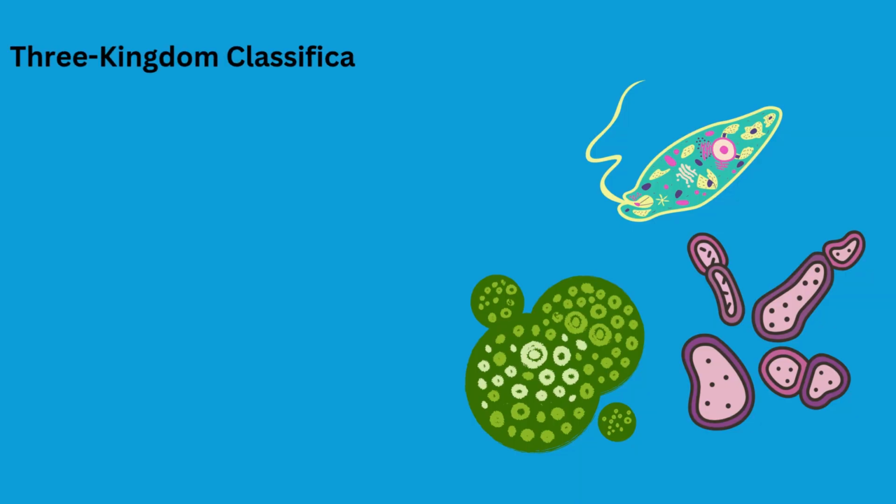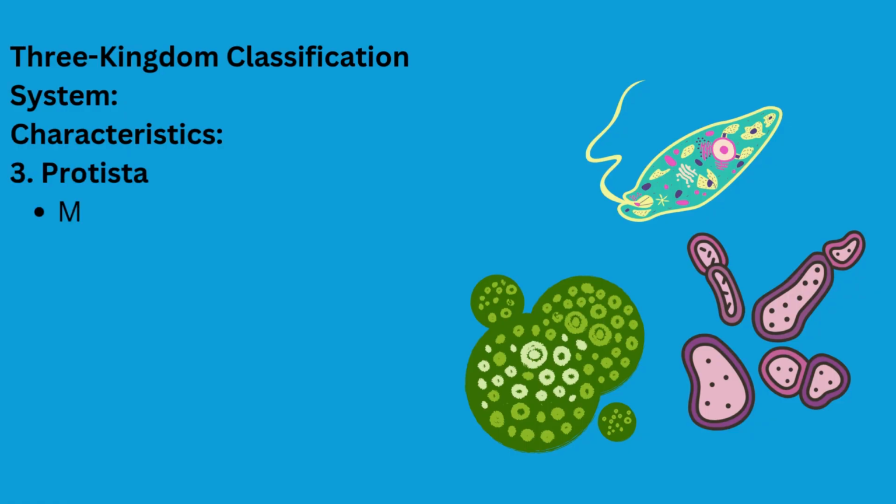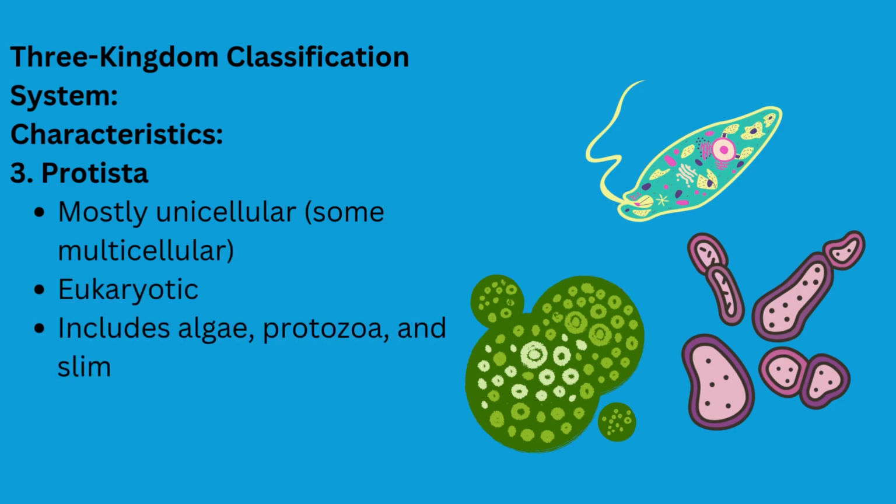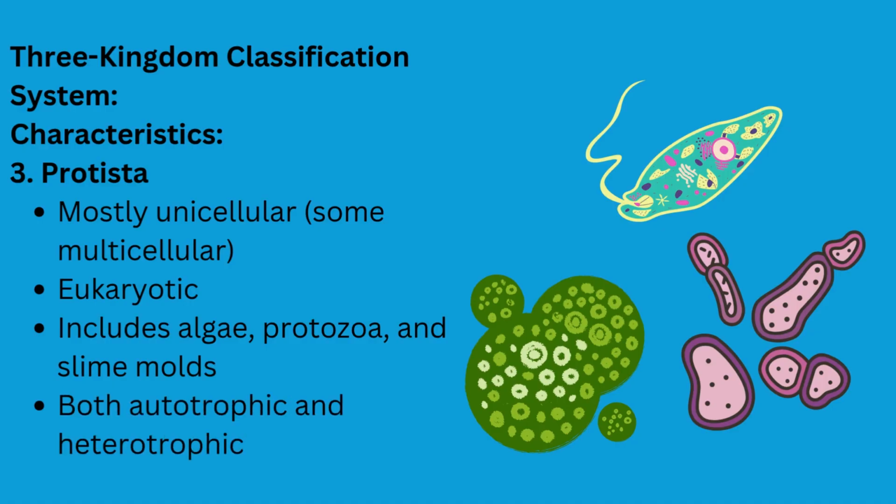In kingdom Protista, mostly the organisms were unicellular, but some were also multicellular eukaryotic, including algae, protozoa, and slime molds. Some were autotrophic and some were heterotrophic in that kingdom.